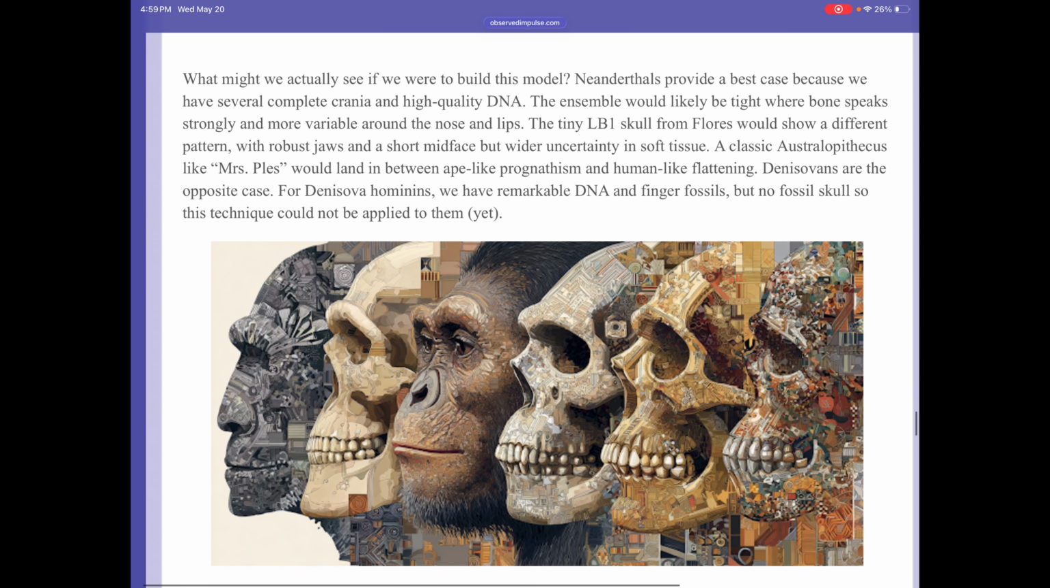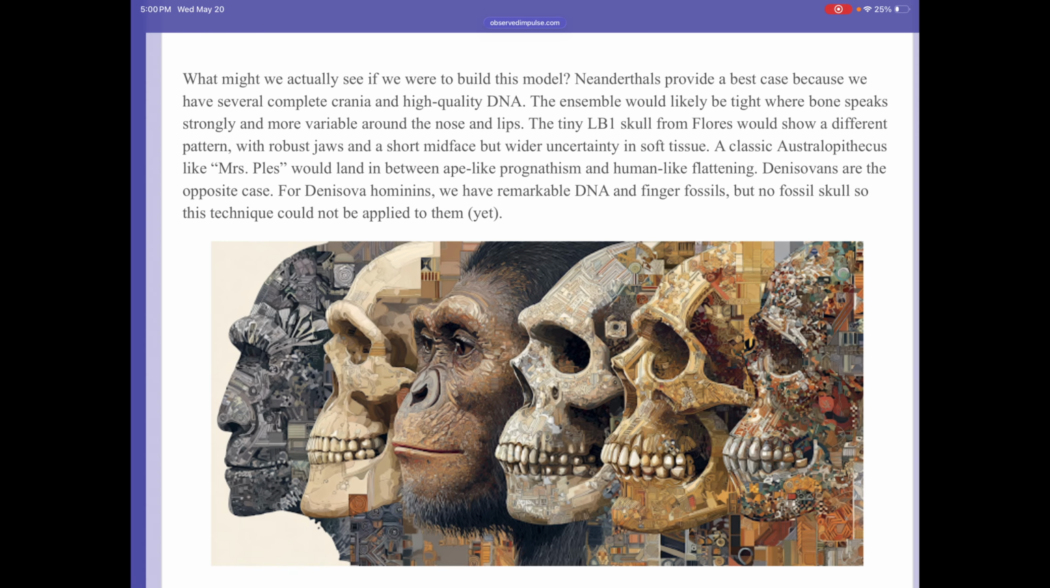What might we actually see if we were to build this model? Neanderthals provide a best case because we have several complete crania and high-quality DNA. The ensemble would likely be tight where bones speak strongly and more variable around the nose and lips. The tiny LB1 skull from Flores would show a different pattern, with robust jaws and a short midface, but wider uncertainty in soft tissue. A classic Australopithecus like Ms. Ples would land in between ape-like prognathism and human-like flattening.